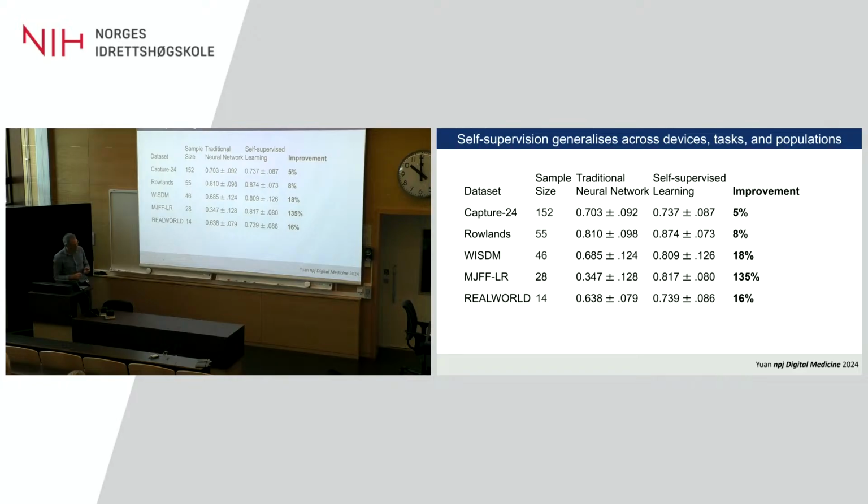Does it work? Remarkably well, I would say. And this is across device locations, tasks and populations. This is an Oxford data set that is open for anyone who would like to use it. In the past, if I had used a traditional neural network, I would have had this F1 score, but this takes into account the self-supervised learning.